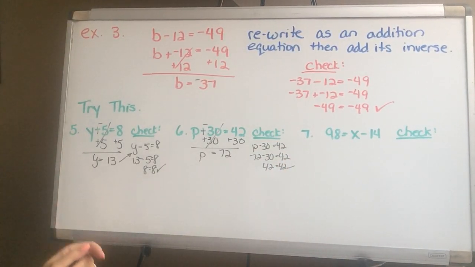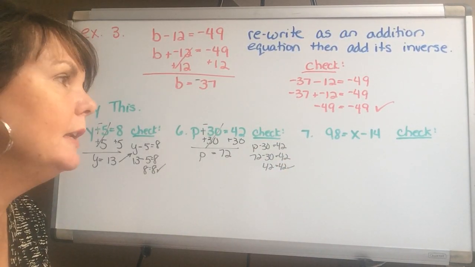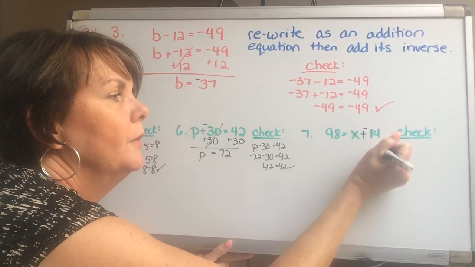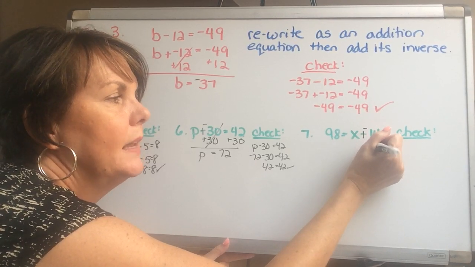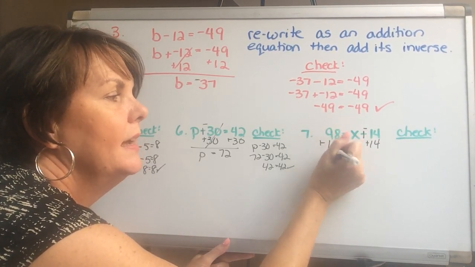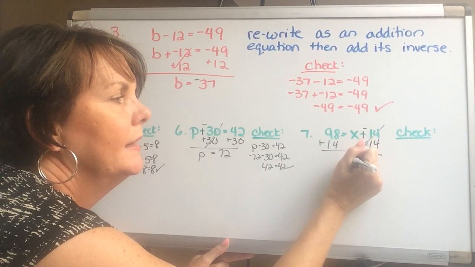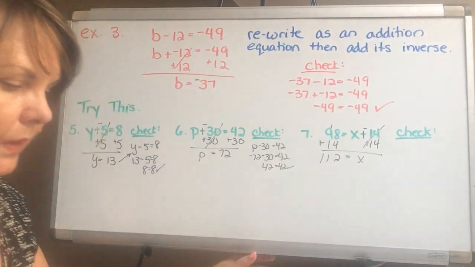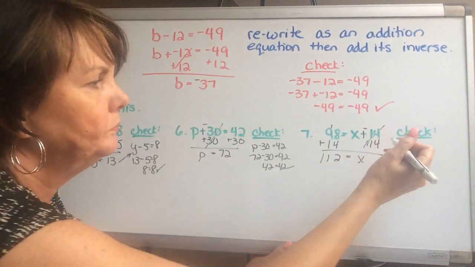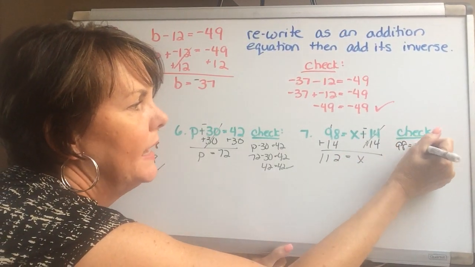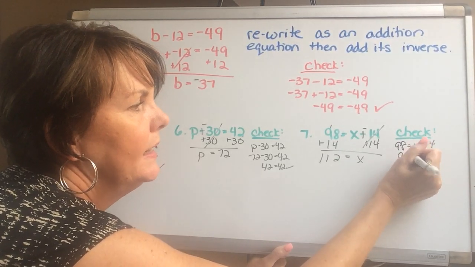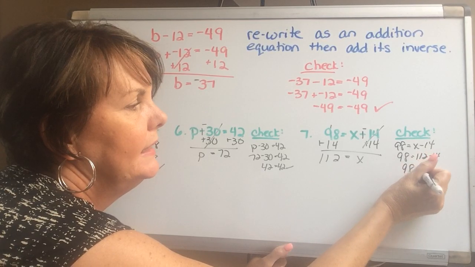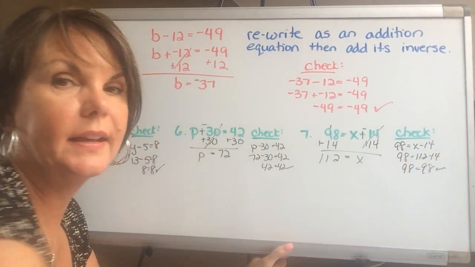And finally here, my variable is on the right-hand side. 98 equals x minus 14. So think of that as x plus a negative 14. The inverse of a negative 14 is a positive 14 to both sides. And it cancels. X equals 112. All right, and now we take that one. 98 equals x minus 14. 98 equals 112 minus 14, and 98 equals 98, and it checks.